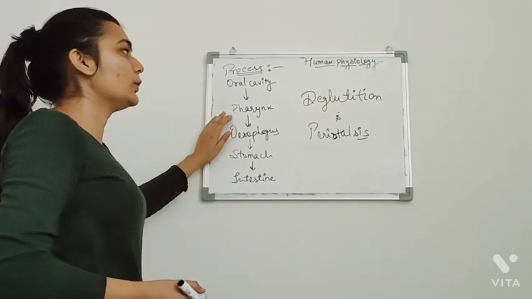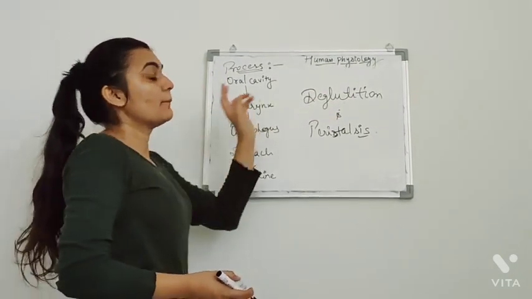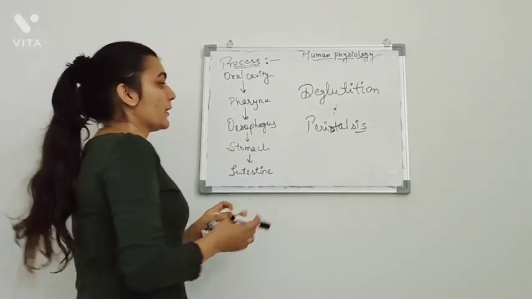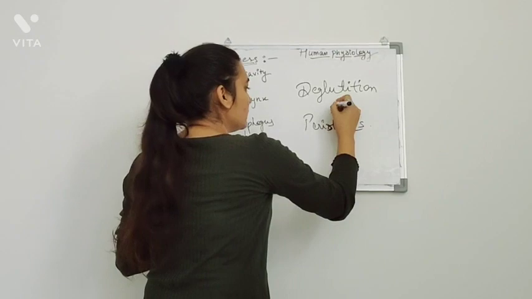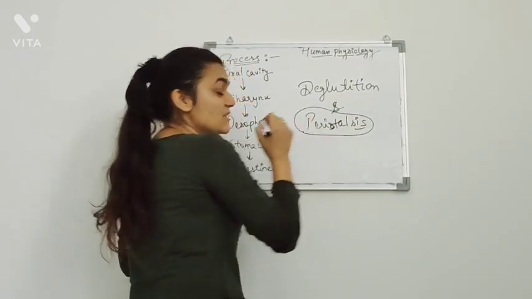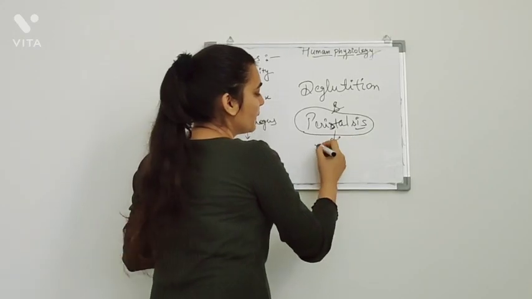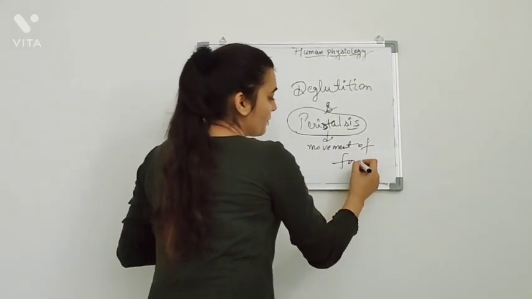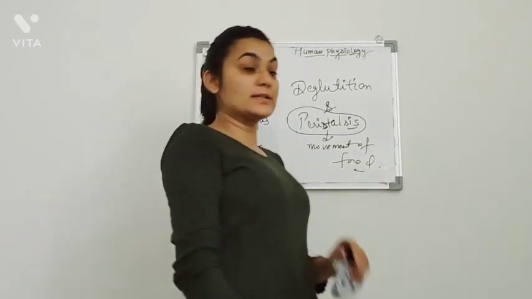After the oral cavity, food enters into the pharynx and the esophagus by swallowing, or you can say deglutition. The term is important. After that, in the esophagus, the term is known as peristalsis. What is peristalsis? The movement of the food. Movement of the food is known as peristalsis.